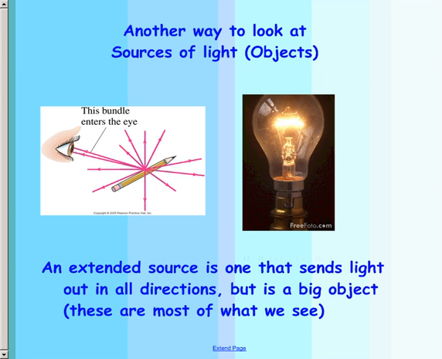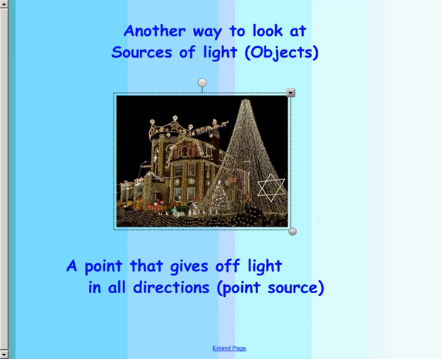Next, we have the third kind of source. That would be a point source. So it's a pinpoint of light, but the light's coming out in all directions. A great example is a Christmas tree light. So if you've ever seen a Christmas tree light, which we all have, each one of these little lights in this picture could be considered a point source.